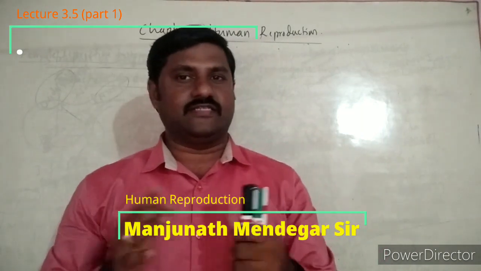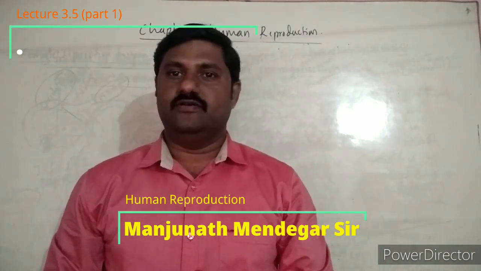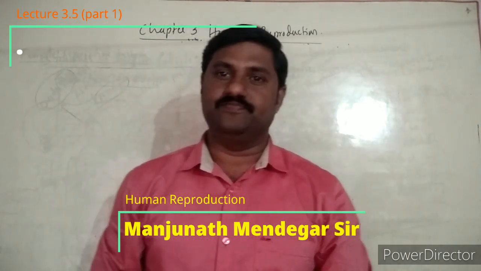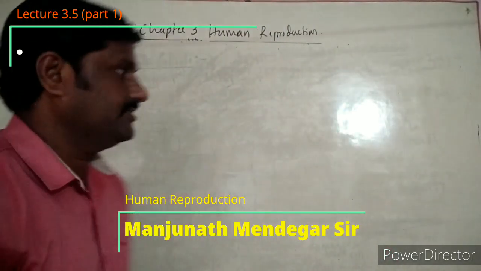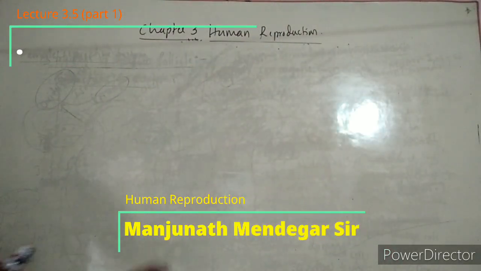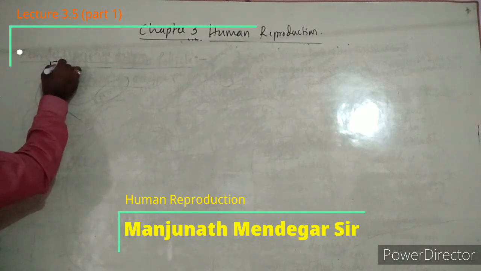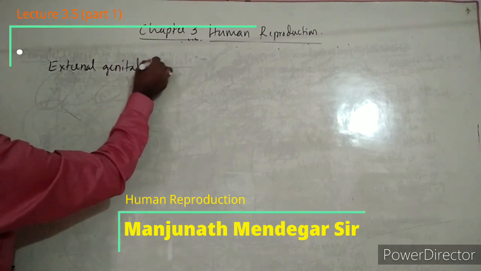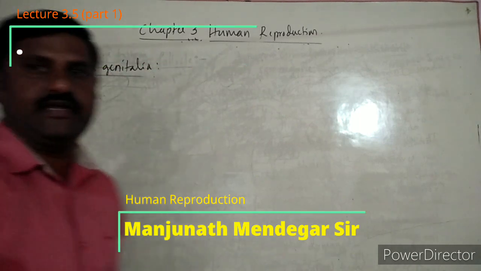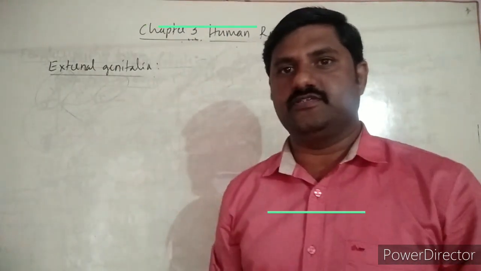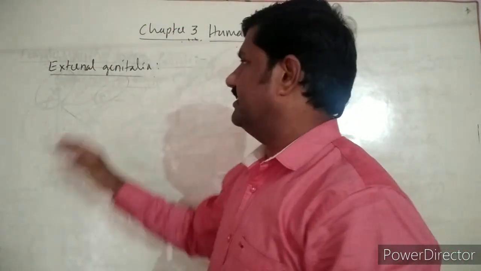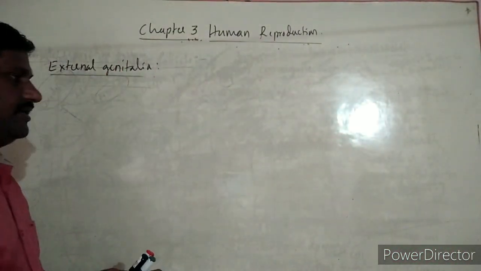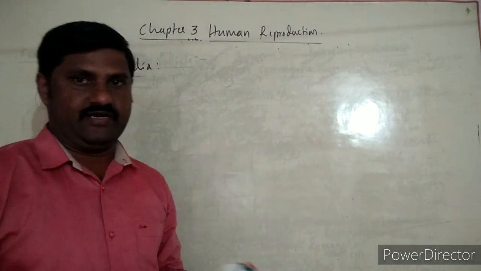Today I am going to start with the next part of the chapter, that is the last part of the female reproductive system, that is external genitalia. Right? So let us start with the external genitalia. So what is this external genitalia? Let us discuss now. This external genitalia mainly consists of certain parts, right? What are those parts? Let us draw the diagram and understand it.